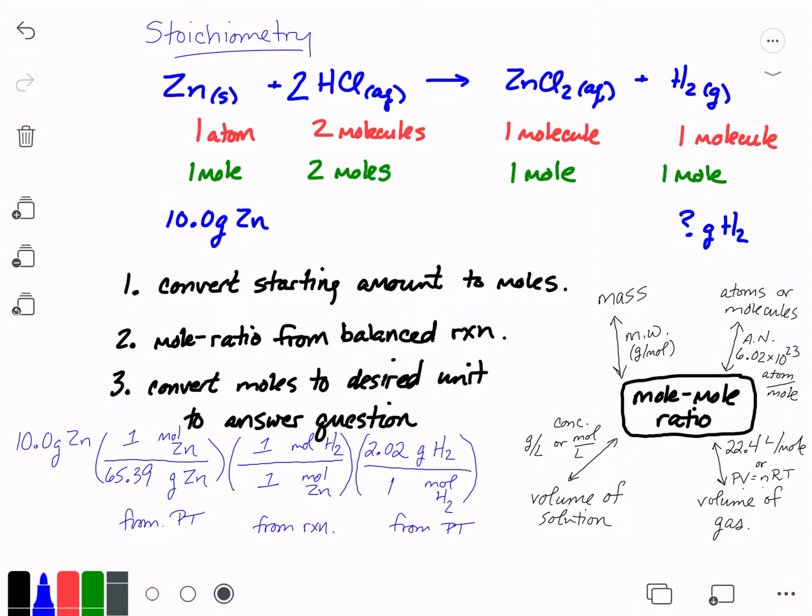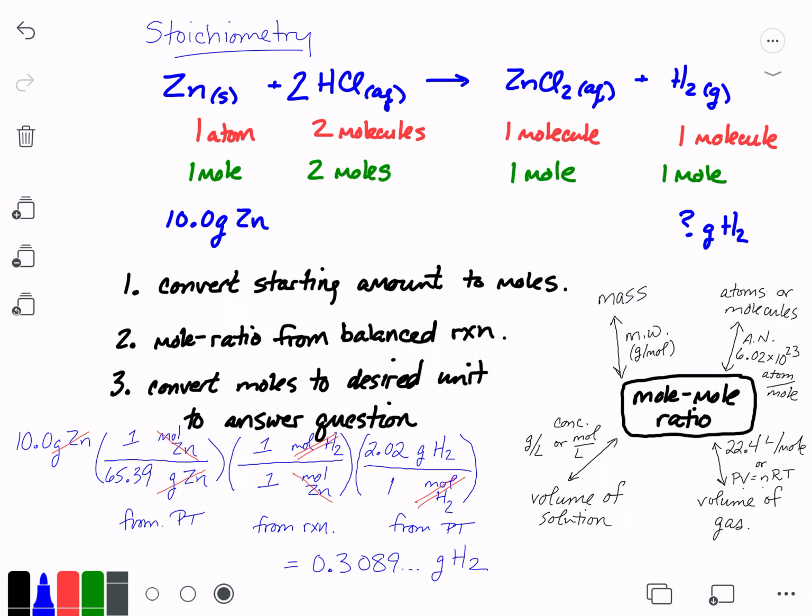So mathematically here, I'll take my 10 grams of zinc to start with, and when I divide by 65.39, I'll end up with a unit of moles of zinc. And then I go on and multiply and divide both by 1 in the next step. That changes my unit to moles of hydrogen. And then when I multiply by 2.02 at the end, moles of hydrogen cancels, and I end up with grams of hydrogen. And so my answer here at the very end, I come out with 0.3089 and some more numbers, the unit grams of hydrogen.